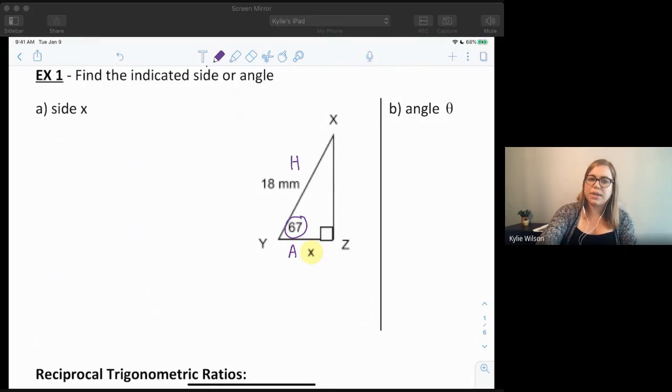Now what I do is look at my primary trig ratios and see which one I have enough information for. If I go and look at them, the only one that uses A and H is cosine. So I'm going to have to use cosine. I'm just going to write out the full formula.